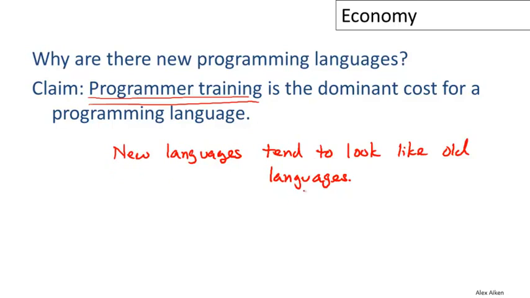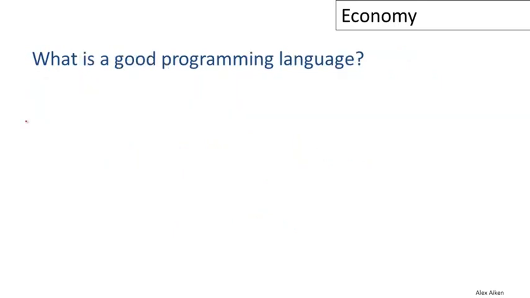And the most classic example of this is Java versus C++, where Java was designed to look a lot like C++. And that was, I think, very conscious, to make it easy for all of the existing C++ programmers to start programming in Java.